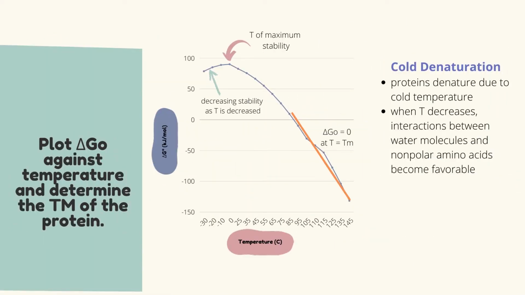Shown in the slide is a graph of delta G naught against temperature. So from the graph, we can see that the peak is the temperature of the maximum stability of the protein, and beyond this point to the left, the stability of the protein decreases when T is decreased. Thus, we can conclude that denaturation starts to occur.